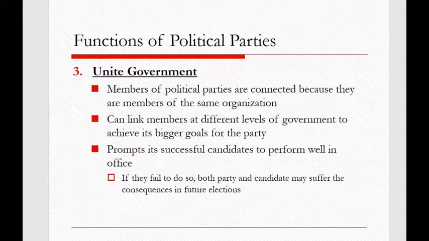All right, another function of political parties: unite the government. Members of the political parties are connected because they're members of the same organization, right? If we're talking about the Democratic Party or the Republican Party, this can be a way to link members at different levels of government to help them achieve different goals for the party. If we're talking about a Democratic president, a Republican governor, a Republican mayor, or a Republican congresswoman, our elected officials at various levels are united and working together as a team.